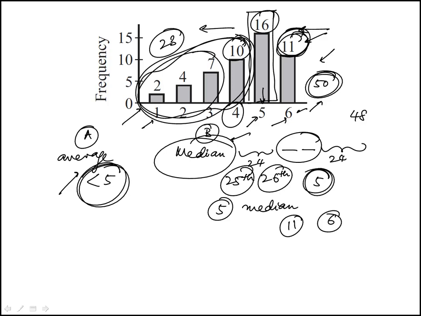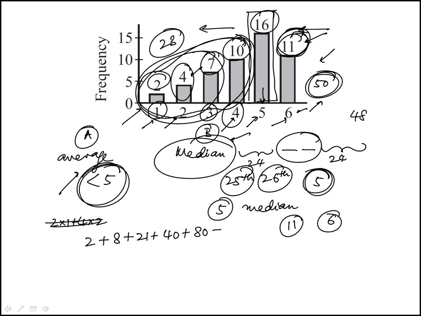So there's a weighted average, number of data points times the value. I add all of those. Actually, I'm just going to directly add them. So 2 here. Here it's going to be 8. Number of data points times its value. 7 times 3 is 21. 10 times 4 is 40. And then 16 times 5 is 80. 11 times 6 is 66.